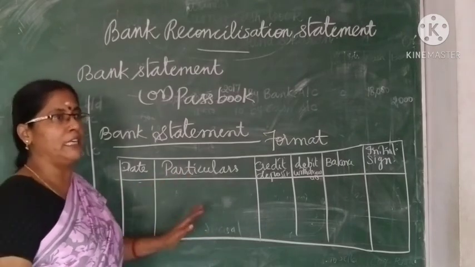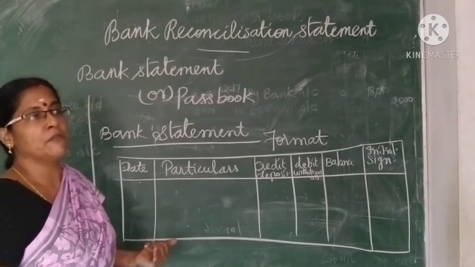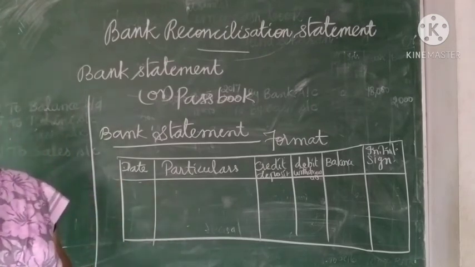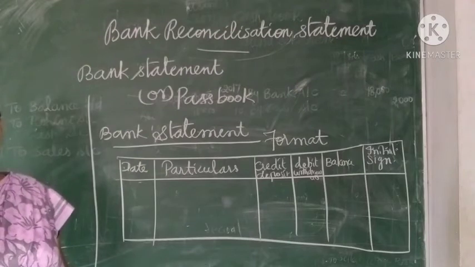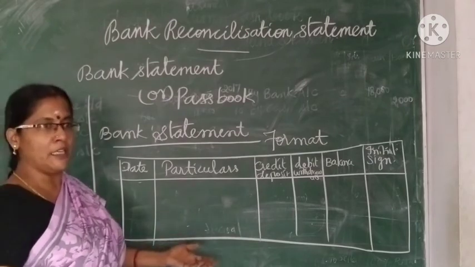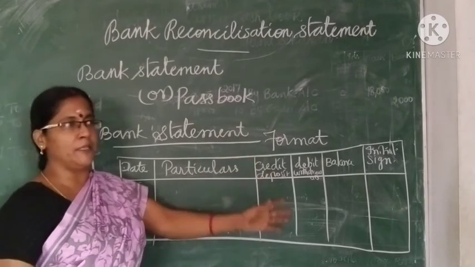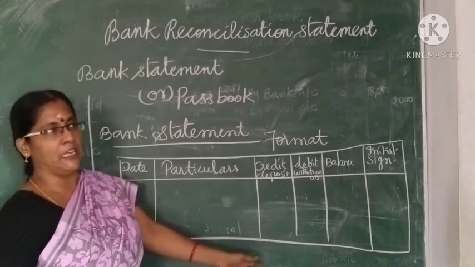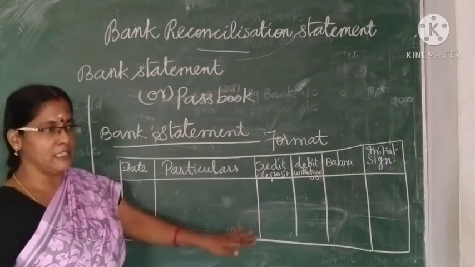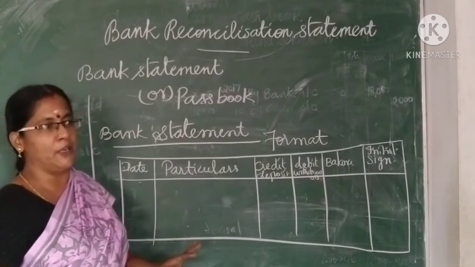So at regular intervals, what will the customer do? The customer will get a statement, or one of the accountants can go and get the bank statement from the bank, or else the bank will send the bank statement to the business premises itself. It shows all the deposits the customer made, all the withdrawals the customer has taken, and all the balances, the available balance in the customer's account on a particular date.